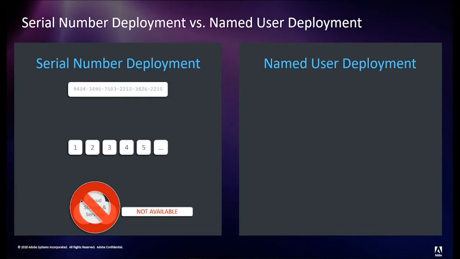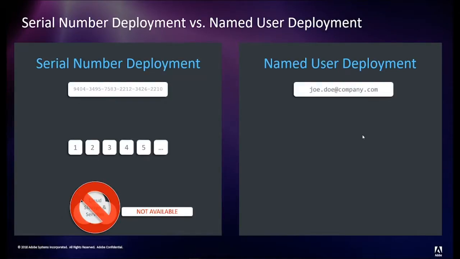All new Creative Cloud for Enterprise agreements include services. Since you are paying for these valuable services, it is a good idea to find a way to utilize them in your environment. Let's talk next about named user deployment. With named user deployment, the software is deployed in an unlicensed state. In order to access the software on your desktop, your employees must log in to activate the software with a username and password.